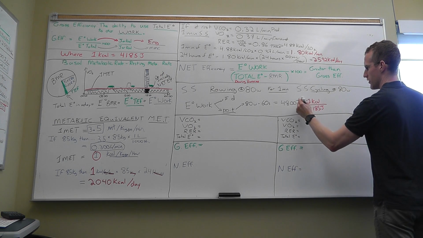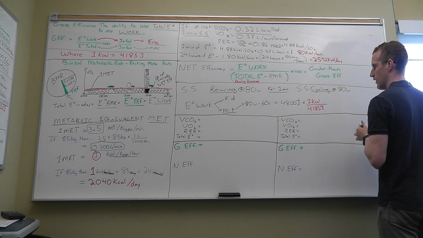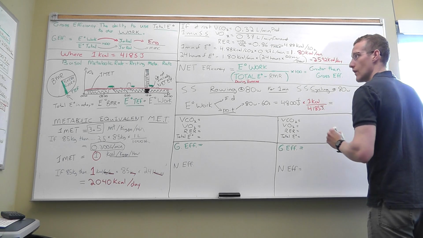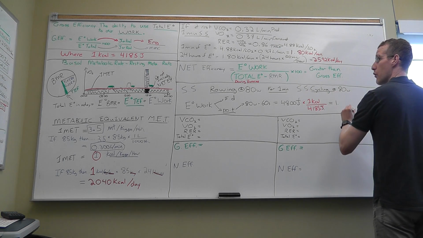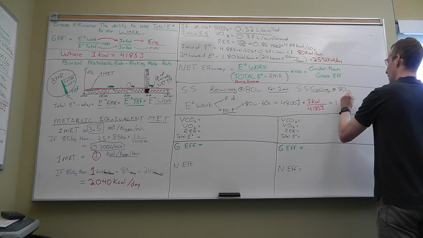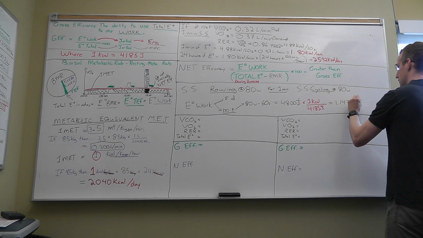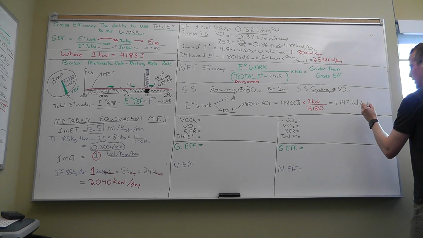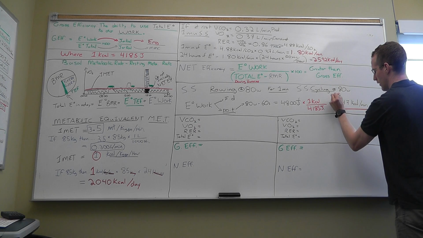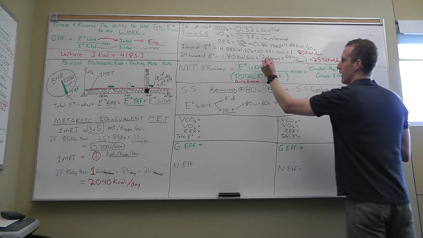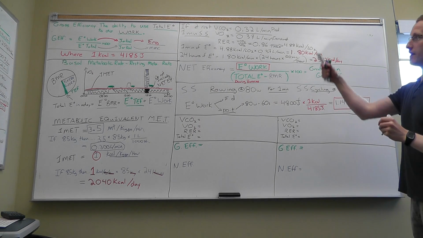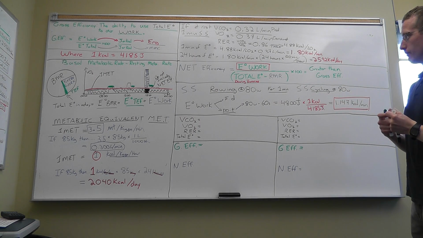Just use different color, our joules will cancel. And we're left with an answer of 1.147 kcals per minute. Very important number. I'm going to circle it and we're going to use that later on in order to calculate net and gross efficiency.